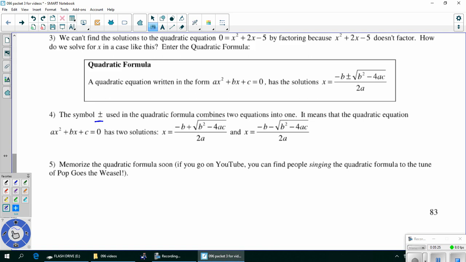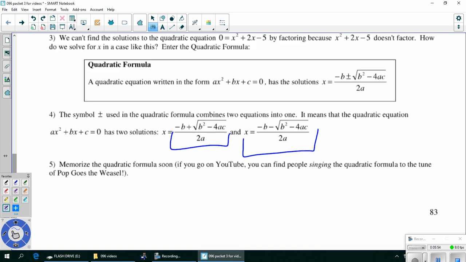But first, I'll point out that the plus or minus symbol used in the quadratic formula combines two equations into one. It means that the solutions to that equation are x equals, here's the whole thing, but instead of the plus or minus, I've just written the plus here. And then there's the whole thing again, but now I've just written the minus. So this plus or minus formula is really saying two different things, but we compress them into one instead of listing them all the way out with the plus and the minus separate from each other.